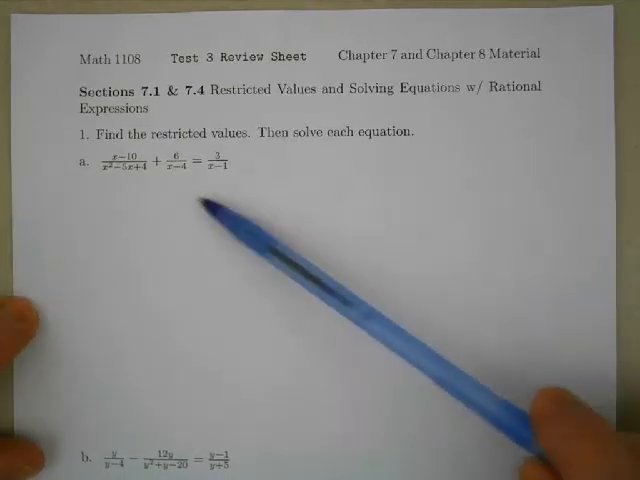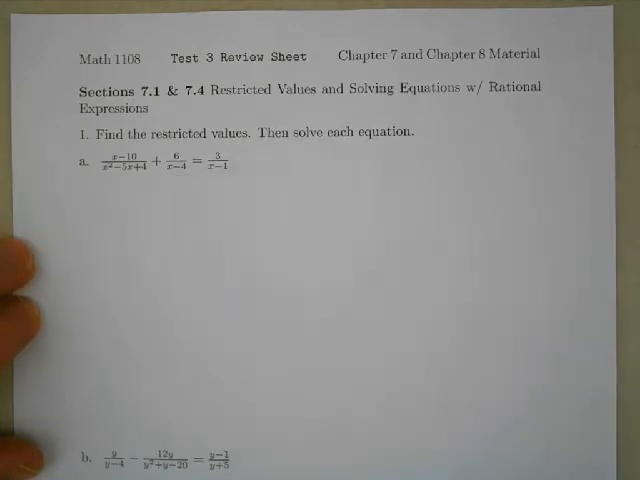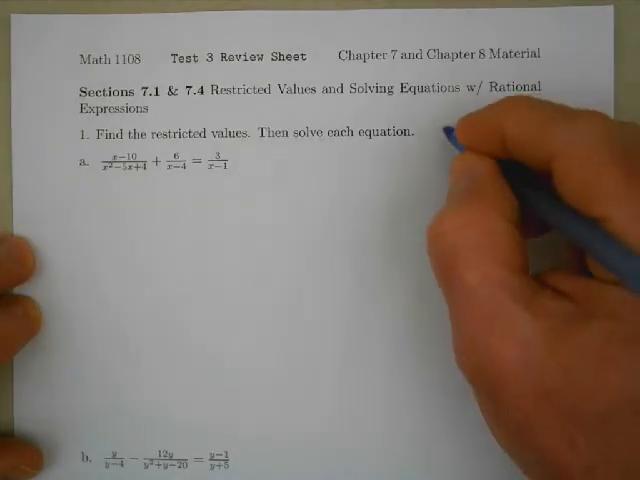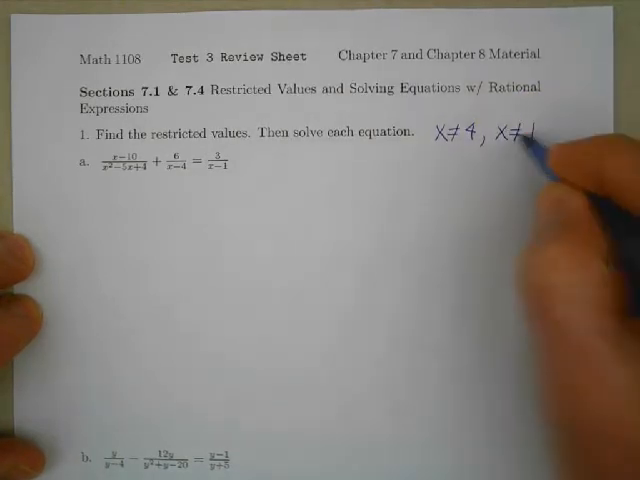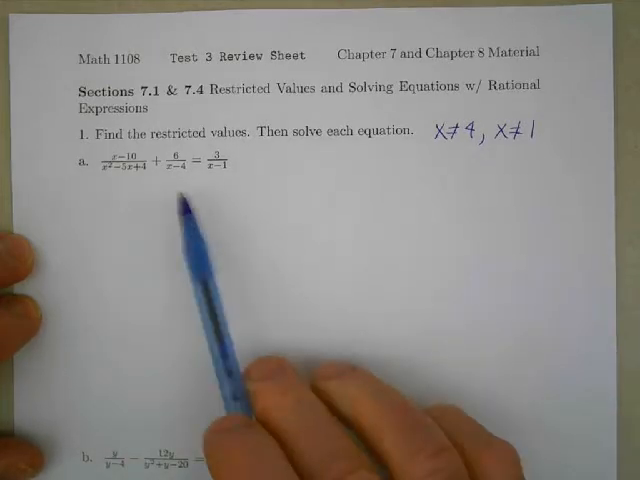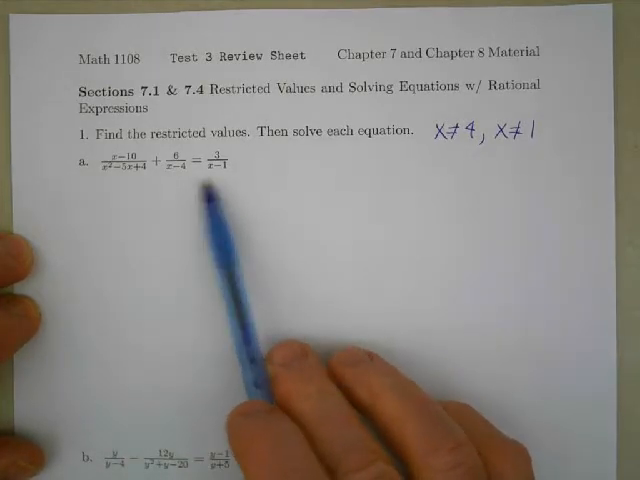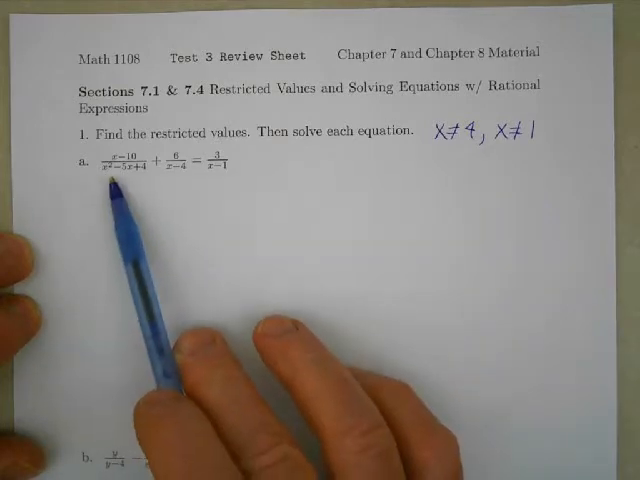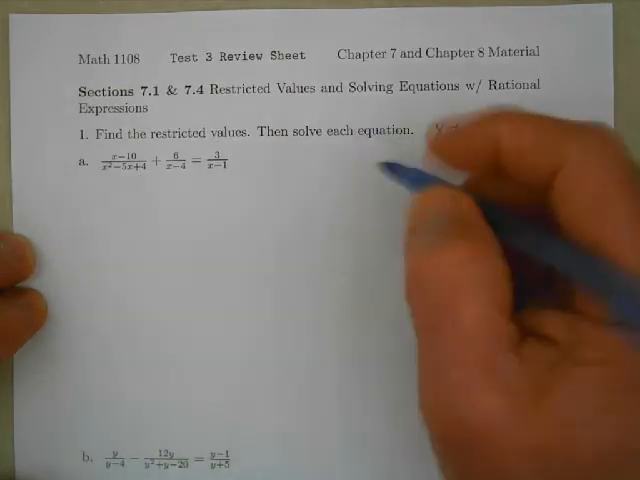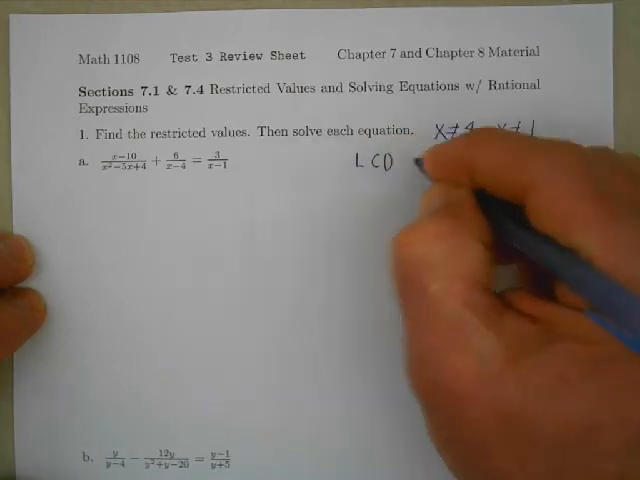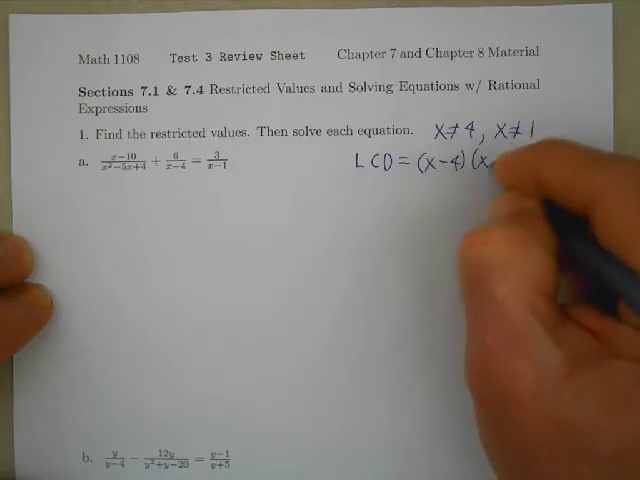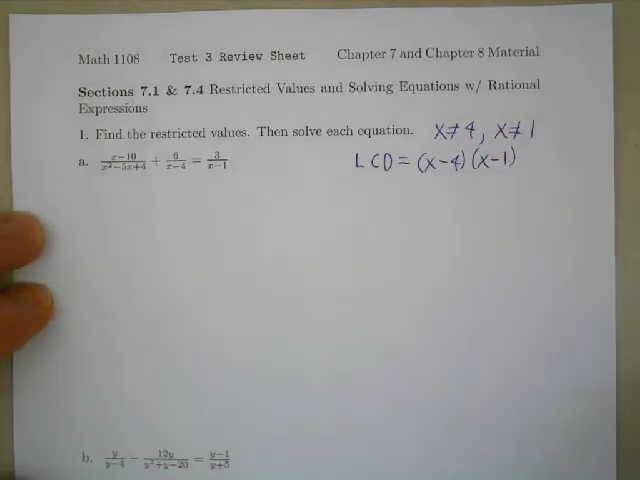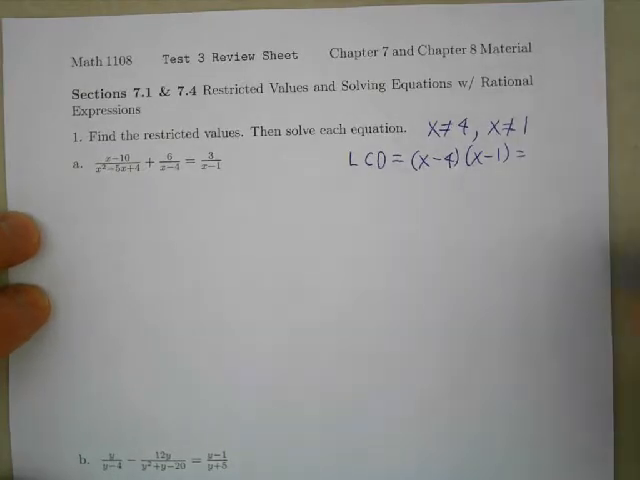In Part A, the two restricted values are 4 and 1. You can tell from those two denominators. And when you multiply those two factors, x minus 4 and x minus 1, that equals x squared minus 5x plus 4. So that means the least common denominator is just x minus 4 times x minus 1. And you can also write it in expanded form if you want, x squared minus 5x plus 4.